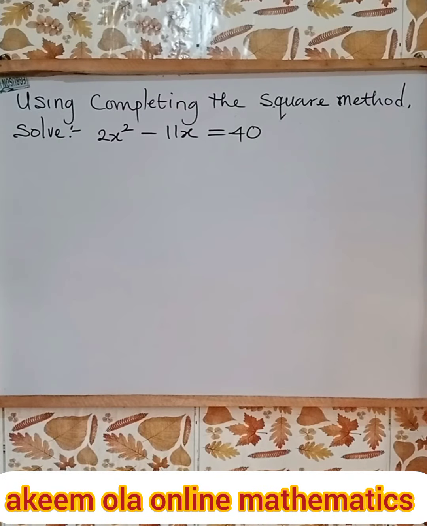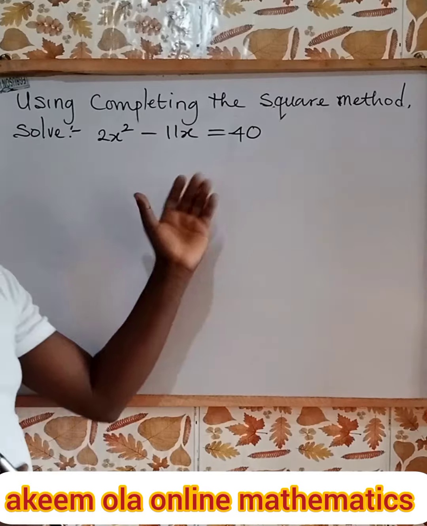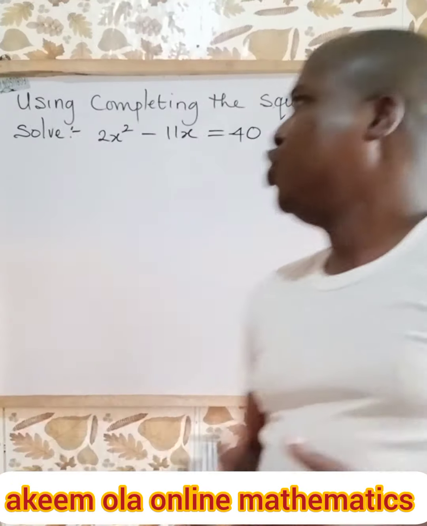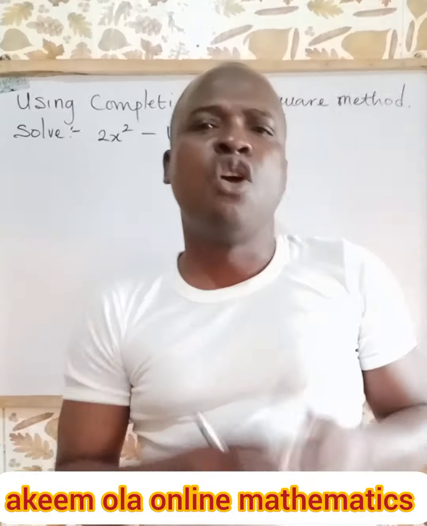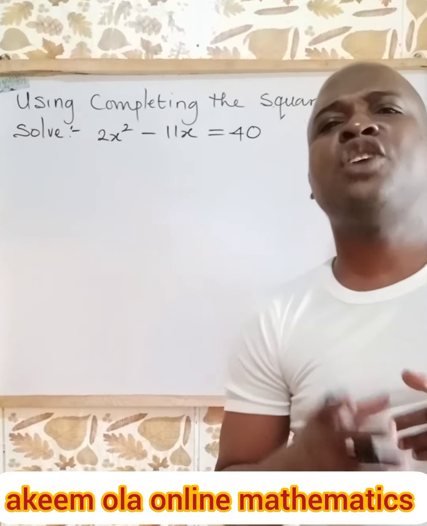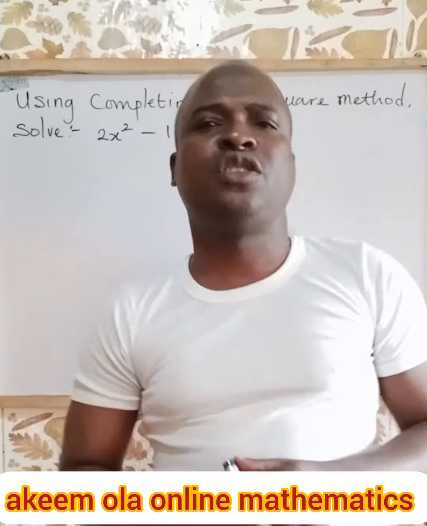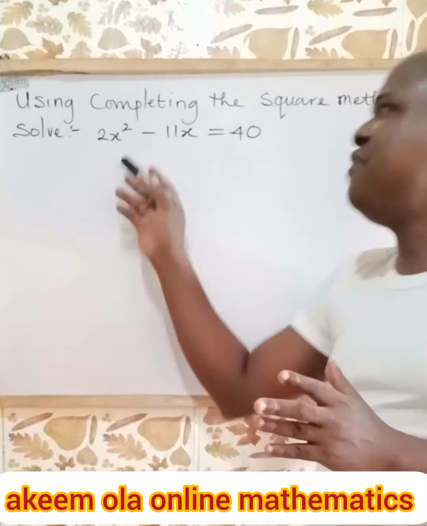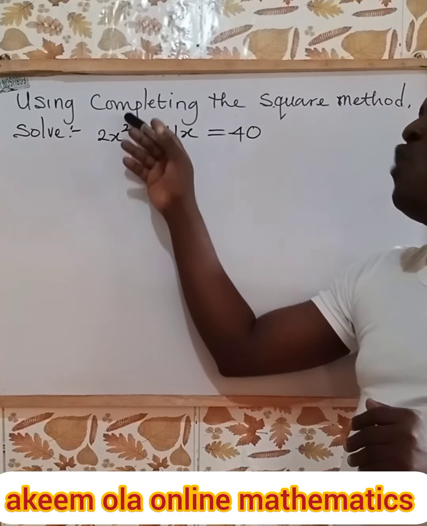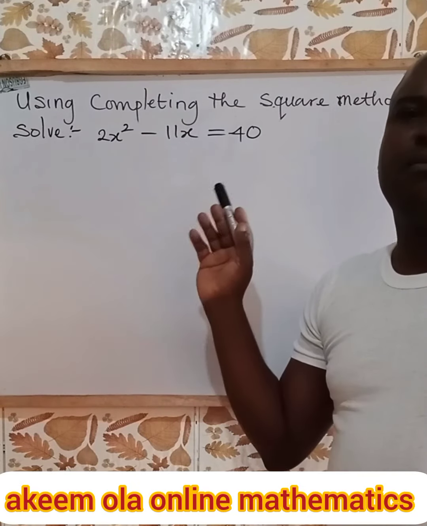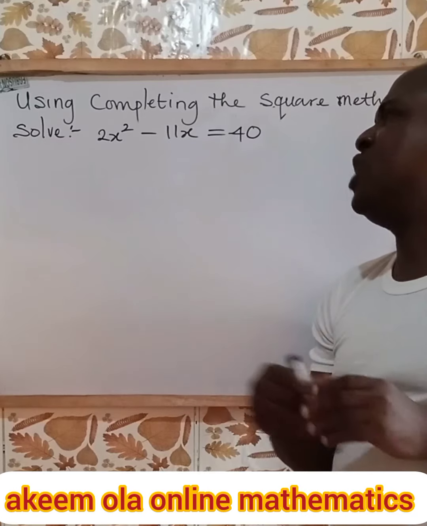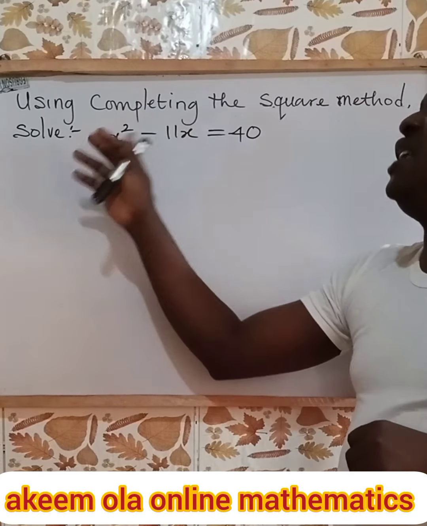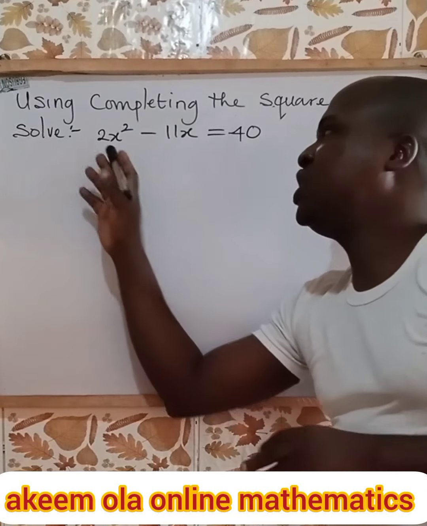Now, we are given a question: 2x squared minus 11x is equal to 40. And we are told to use the completing the square method. Of course, we know that whenever we are using completing the square method, the coefficient of x squared must be 1. But in this particular question, the coefficient of x squared is 2. So we need to change it to 1.